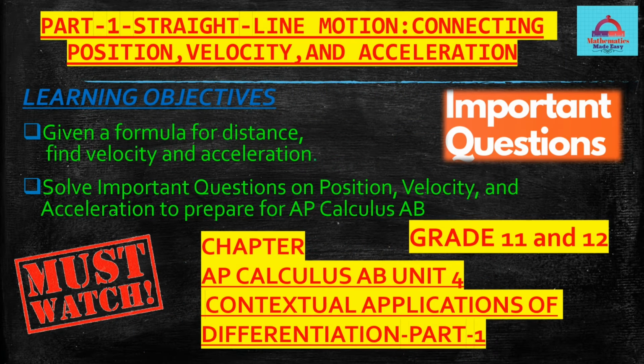So the name of the chapter that we are beginning today is AP Calculus AB, and we are going to start with Unit 4, Contextual Applications of Differentiation, and today we are beginning with part 1. So our topic for today would be straight line motion, where we will learn how we are connecting position, velocity and acceleration. So let me tell you the learning objectives of this session today.